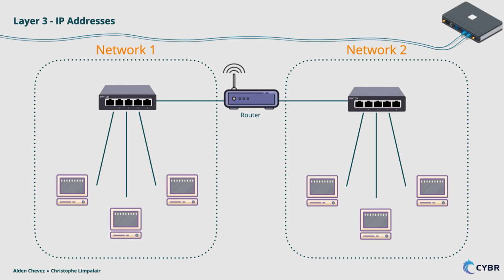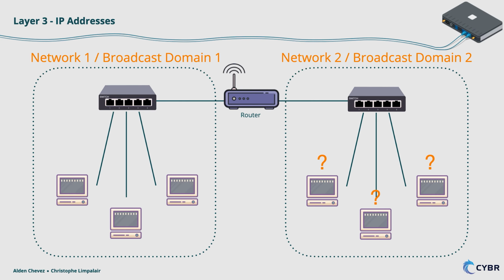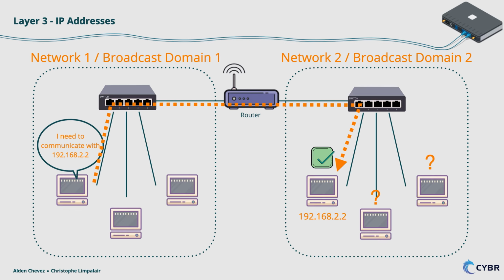In layer 3, using IP addresses, devices know how to find each other when they're in different broadcast domains or even entirely different networks. Do you remember how we discussed broadcast domains in the last section? Well, similar to how MAC addresses were used to communicate back and forth through switches, hosts from one broadcast domain can communicate with hosts in another broadcast domain or even entirely different networks using the destination IP address. And a router is in charge of the communication between these networks.